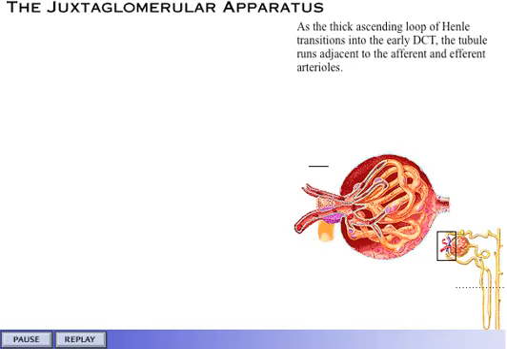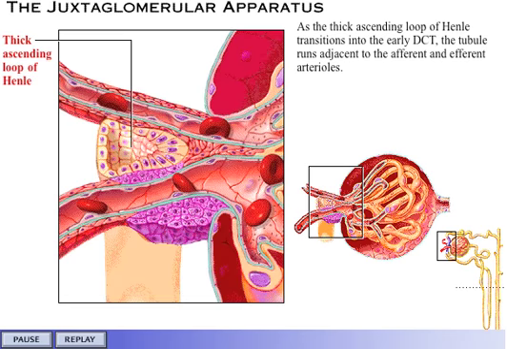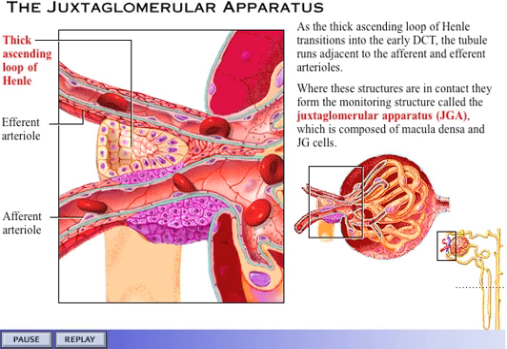As the thick ascending loop of Henle transitions into the early distal convoluted tubule, the tubule runs adjacent to the afferent and efferent arterioles. Where the cells of the arterioles and of the thick ascending loop of Henle are in contact with each other, they form the monitoring structure called the juxtaglomerular apparatus.